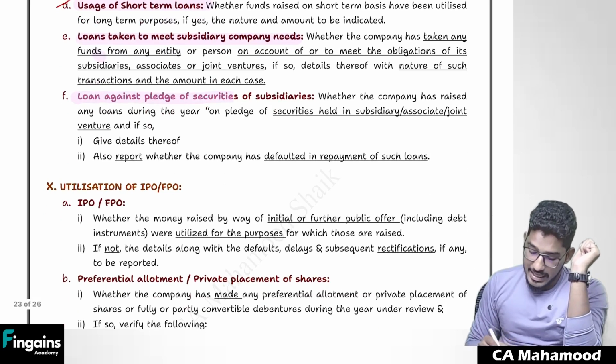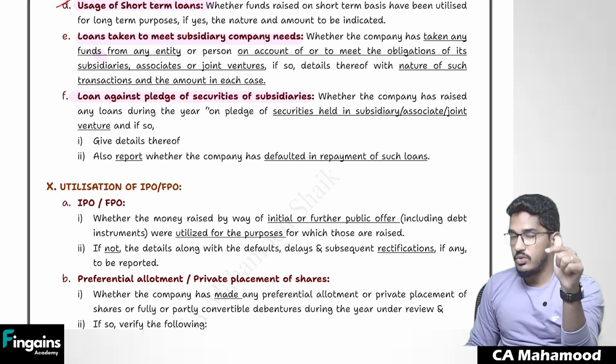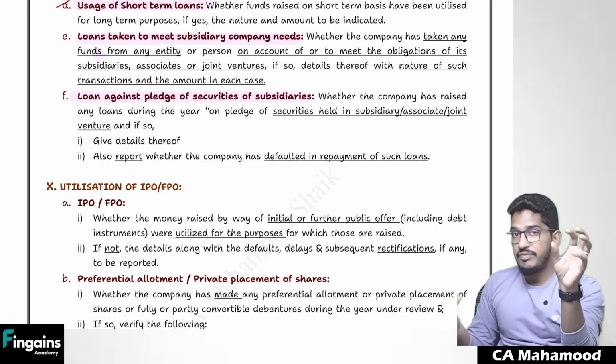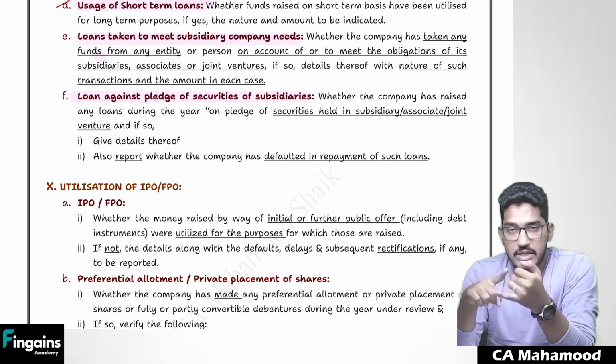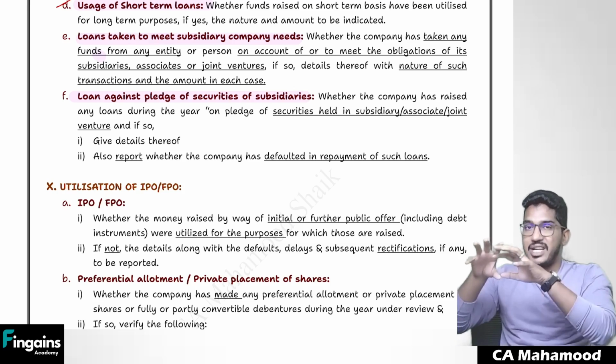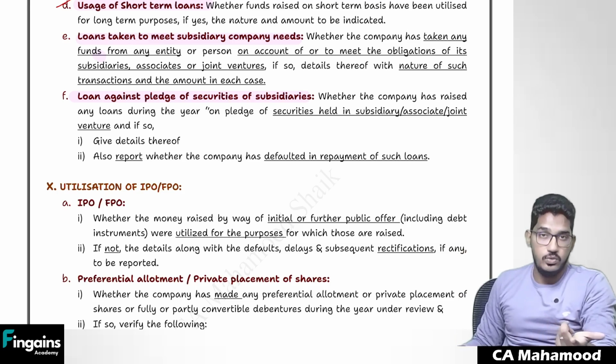Next, loans against pledge of securities of the subsidiary. Now, the last point: your client has taken a loan for your client's purpose only, but for taking the loan, they have to give some security. What they have pledged is whatever shares they are holding in the subsidiary, associate, or joint venture. Those shares are given as security and they got the loan. If that is the case, report those loans also.